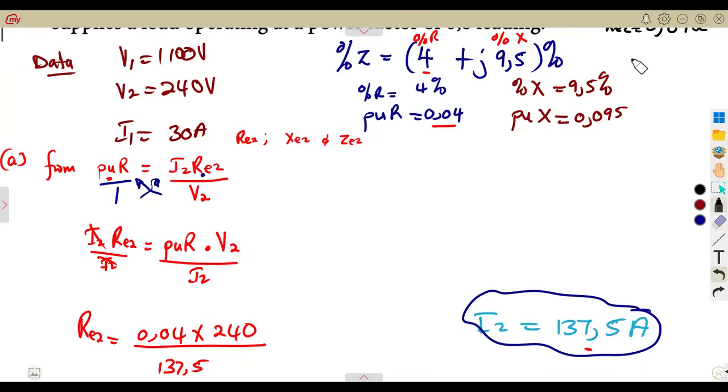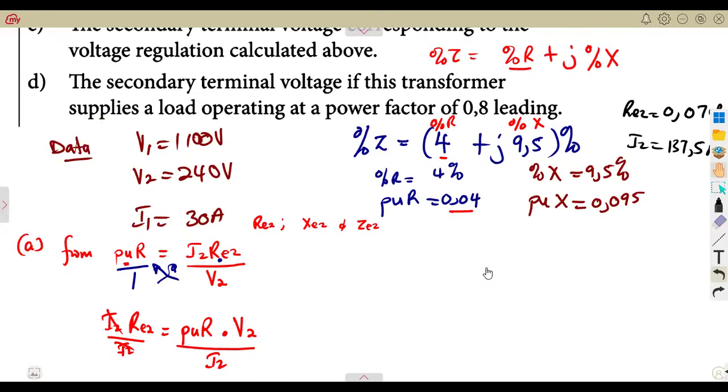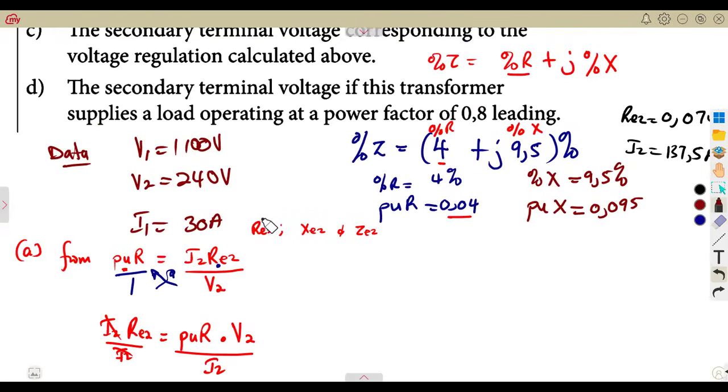So definitely we are going to need I2, which is 137.5 amps. So we're going to need this value. All right, let's check the other part, which is still on this. We calculated this. So now we need XE2, which is the reactance. Considering the reactance, again, we saw that from our per unit reactance, because this is the equivalent reactance.